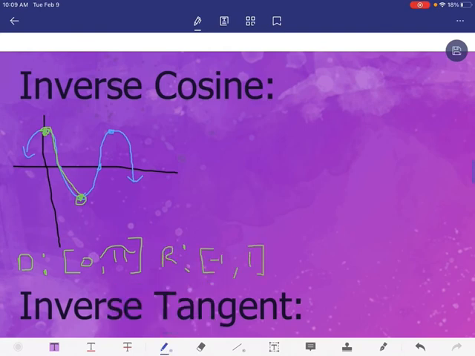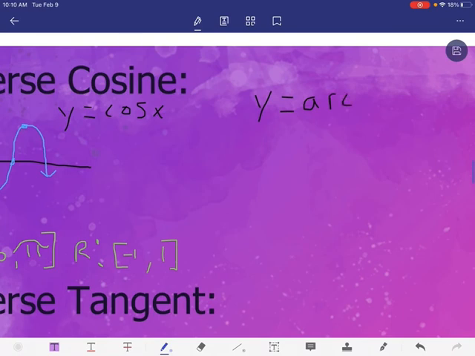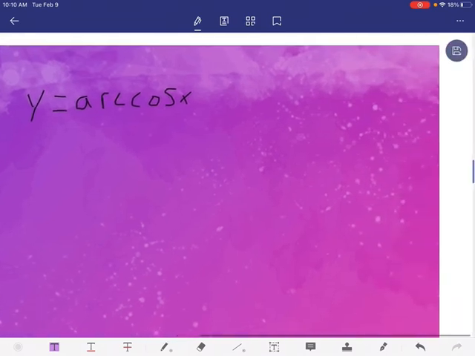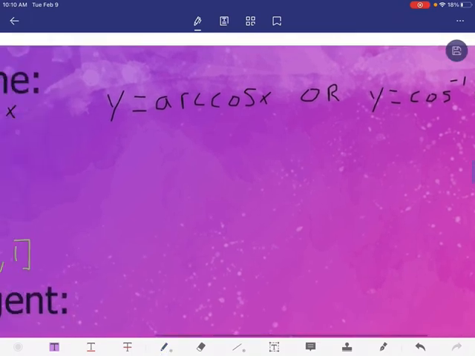So remember that this is our cosine function. And then we also need to translate that to our inverse function. And it has a very similar look that our sine function did. So it's y equals either arc cosine of x, or we'll see it as y equals cosine inverse of x. And they mean the same thing.